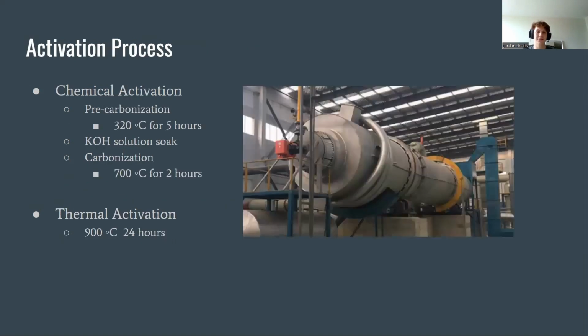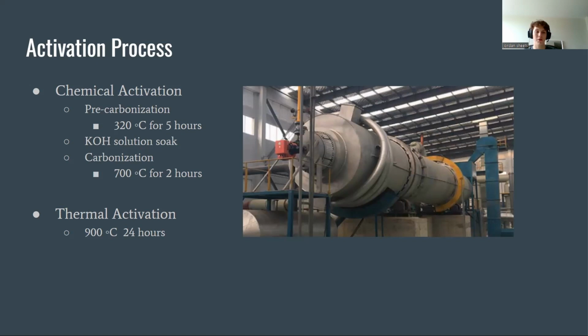Here's the activation process. The activation process involves a chemical activation and a thermal activation. The chemical activation is really meant to chemically degrade and dehydrate the material. This is done firstly by heating the product at approximately 320 degrees for 5 hours. That temperature and time is variant depending on, once again, the usage. Then from there, it's exposed to a KOH solution and then again heated at 700 degrees Celsius for 2 hours. Once again, that temperature and time can be variant.